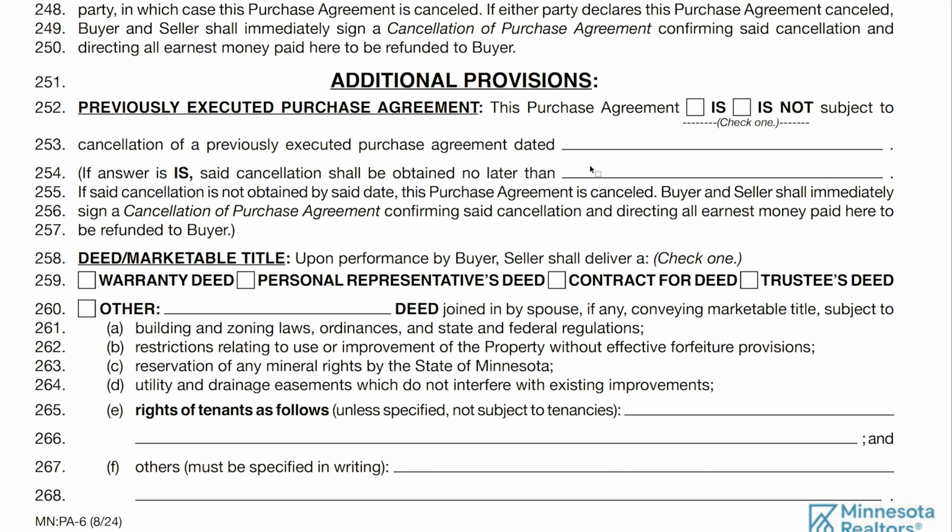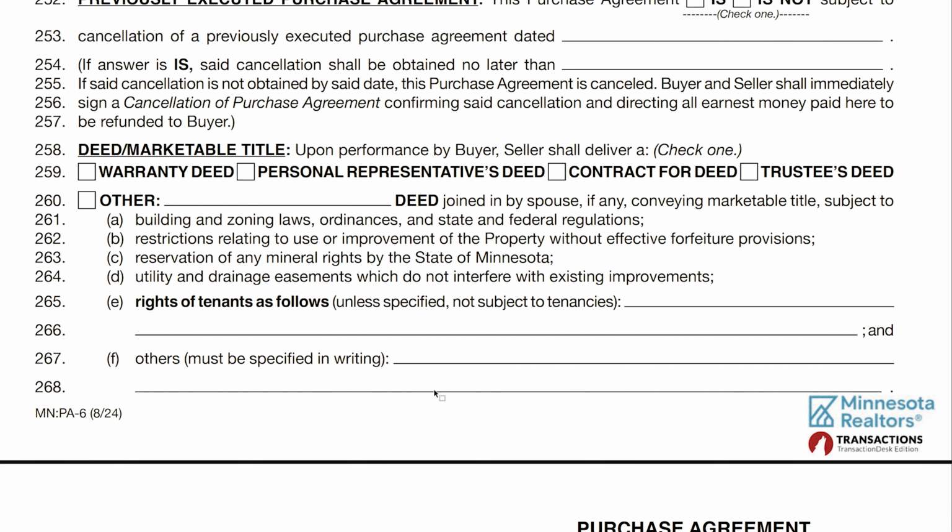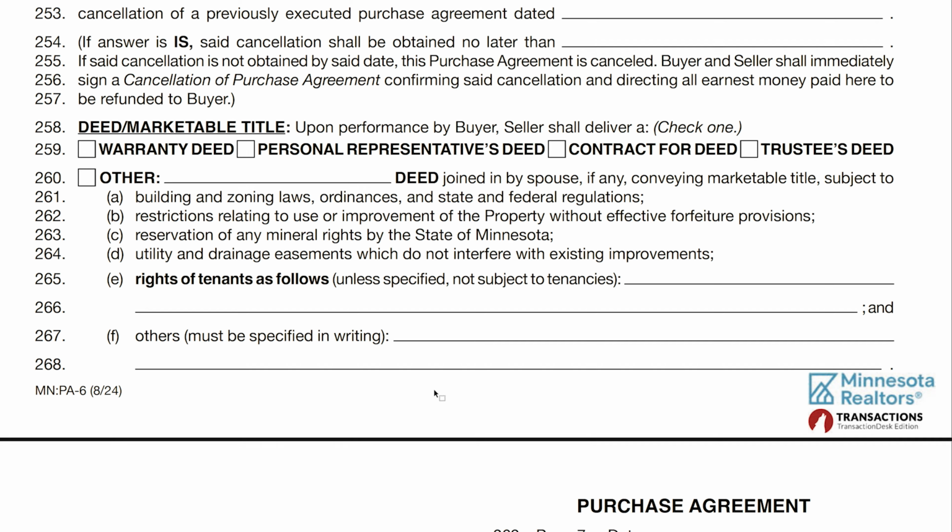Line 258 is addressing a type of title that we're going to be requesting from the seller. Is it a warranty deed, personal rep deed, contract fee deed, or trustee's deed? Each one has its own uses for the most part.